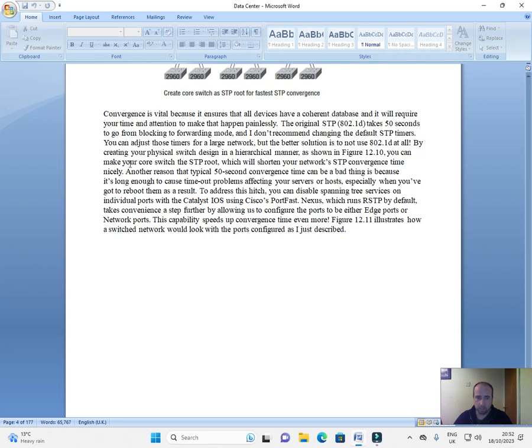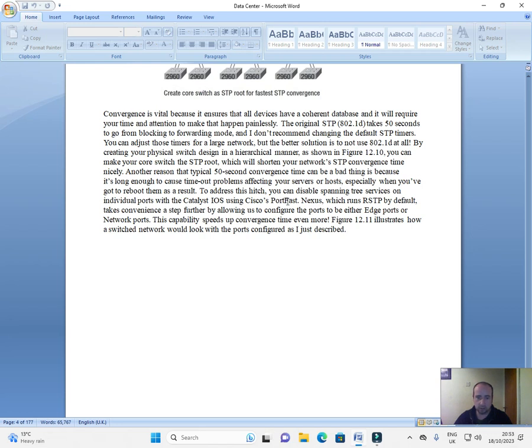You can adjust those timers for a large network, but the better solution is not to use 802.1d at all. By creating your physical switch design in a hierarchical manner as shown in Figure 12.10, you can make your core switch the STP root, which will shorten your network's STP convergence time nicely. Another good reason that typical 50-second convergence time can be a bad thing is because it's long enough to cause timeout problems affecting your servers or hosts, especially when you've got to reboot them as a result.